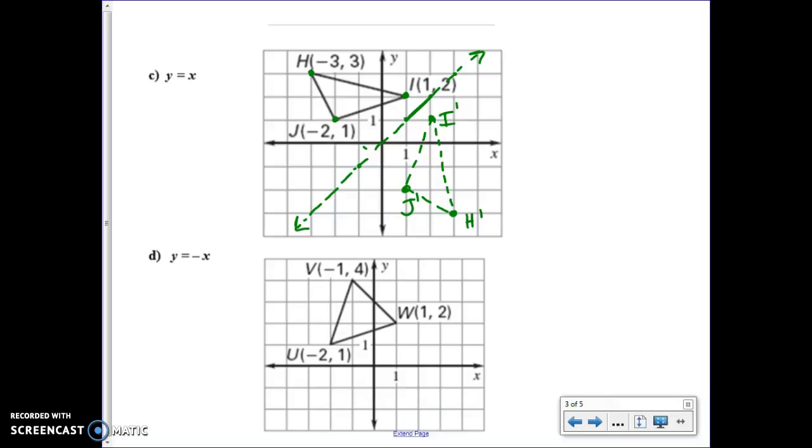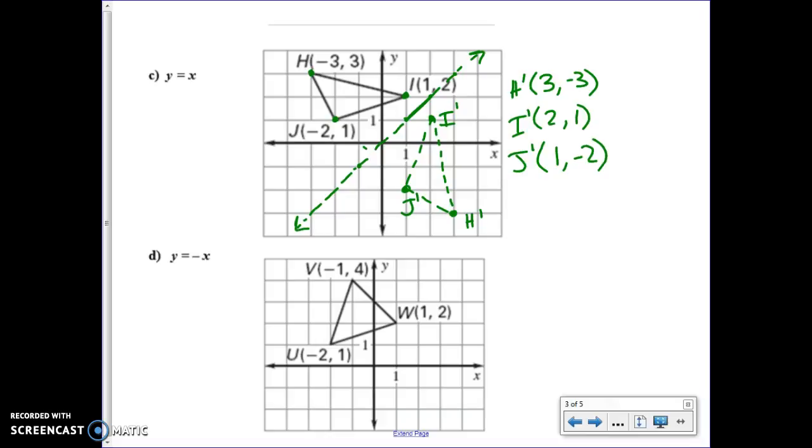So now these points: H prime is sitting at (3, -3). I prime is sitting at (2, 1). Hopefully you're noticing the pattern of what's happening here. J prime is sitting at (1, -2). So look from those original points to those new points.